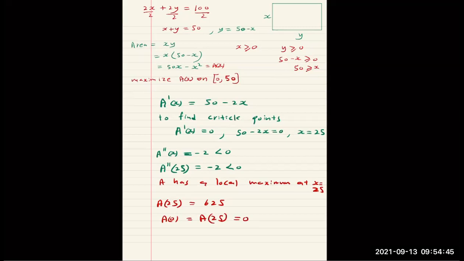Now, actually, let me write them as separate things. A of 0 is 0, and A of 50 is also going to be 0. Okay. Now you compare these values to find where you have the global maximum. As you can see, the global maximum value is 625, and that occurs when x is equal to 25. Notice that x is equal to 25 is inside this interval. That is an interior point.